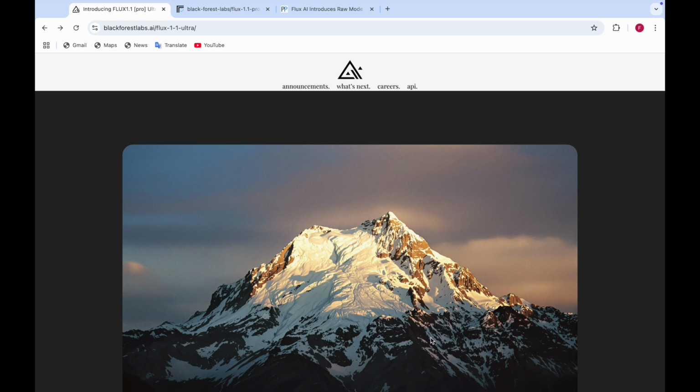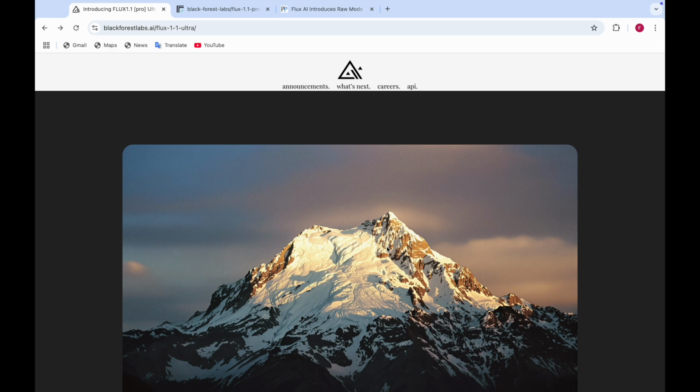by Black Forest Lab and is known as FLUX 1.1 Pro. It has two new modes, Ultra mode and Raw mode. I'll be telling you all about it, so stay tuned until the end so that you don't miss any information regarding it. So let's get started.